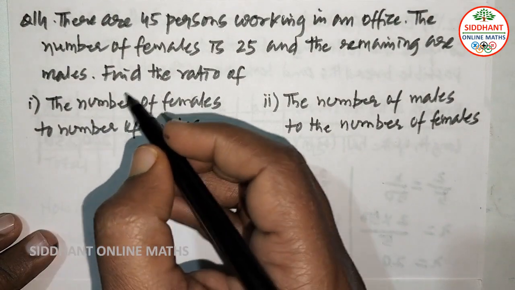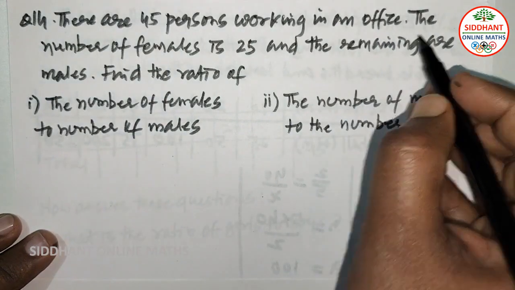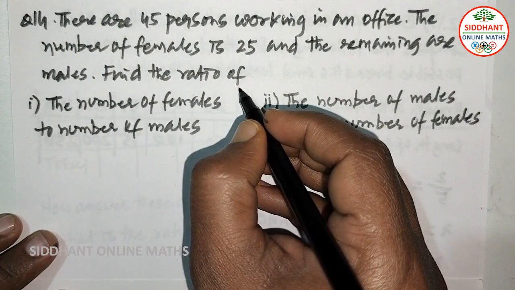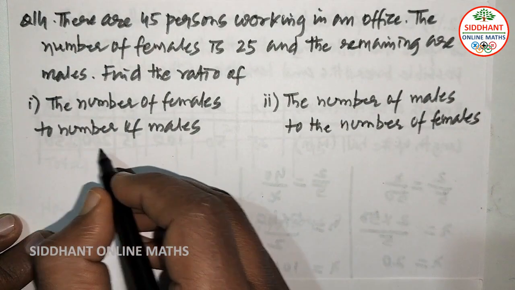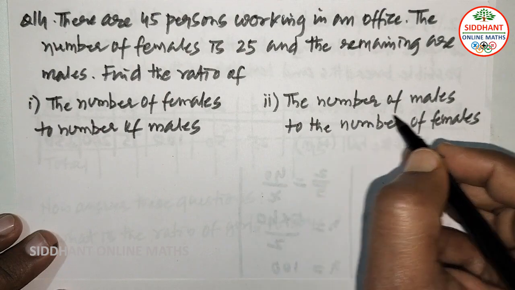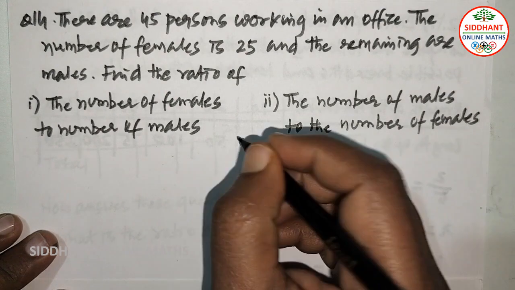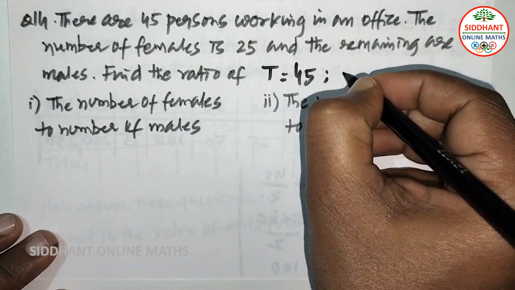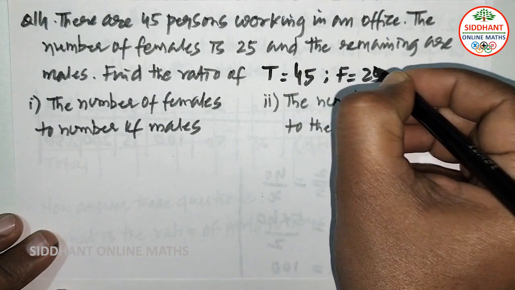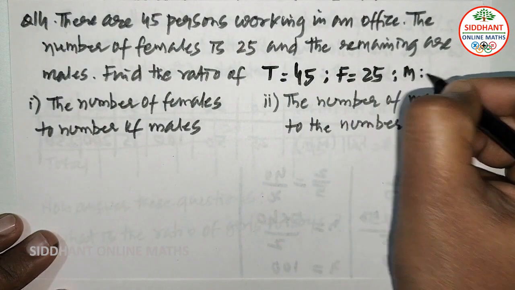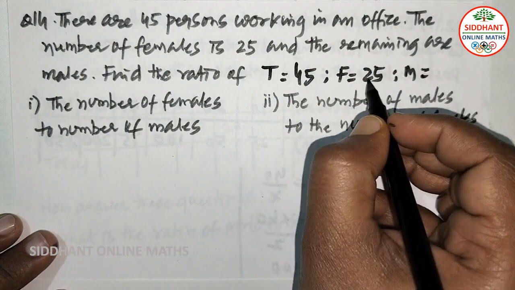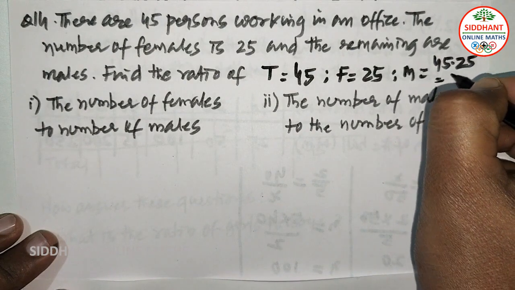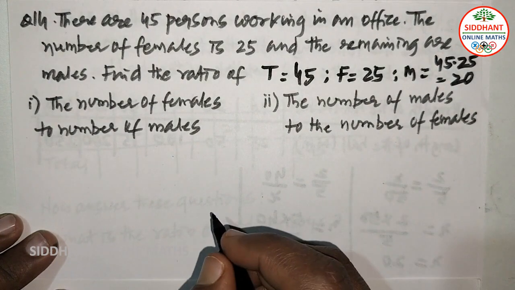Question number 14. There are 45 persons working in an office. The number of females is 25 and the remaining are males. Find the ratio of first one, the number of females to the number of males. Second one, the number of males to the number of females. So here total is how much? 45 and female is how much? 25 and male is equal to total minus female, that means 45 minus 25, that will be 20 is the male here.